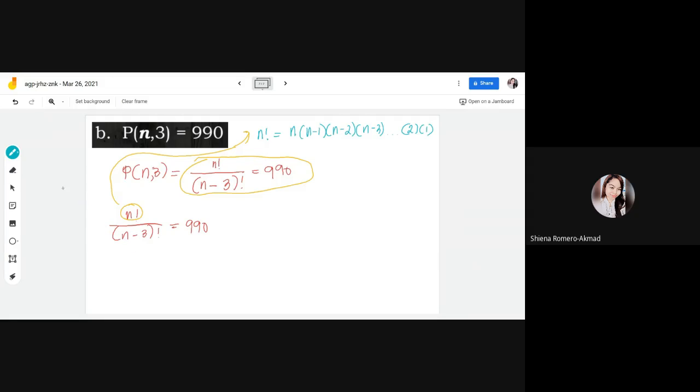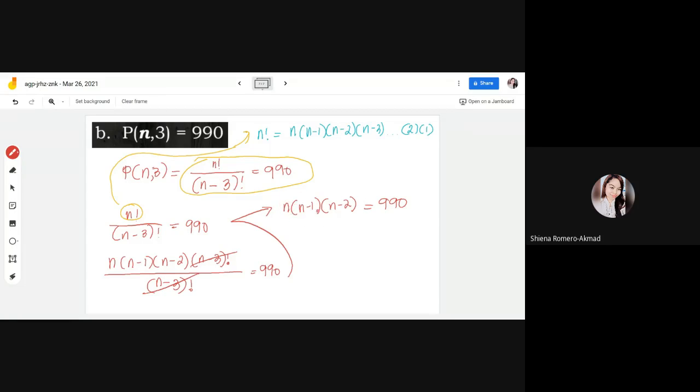Okay. So, we'll have n times n minus 1 times n minus 2 hanggang makuha natin yung n minus 3 factorial. And sa denominator, meron din tayong n minus 3 factorial. And this is equal to 990. Now, we can cancel n minus 3 factorial. So, ang natitira na lang ay yung n times n minus 1 times n minus 2 na lang natitira, which is equal to 990.